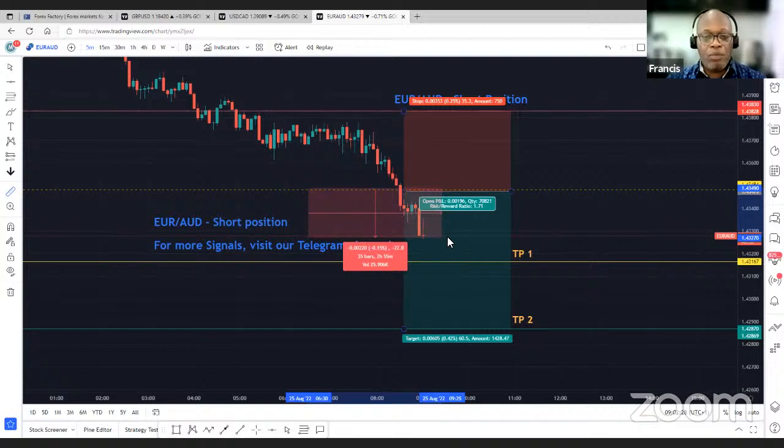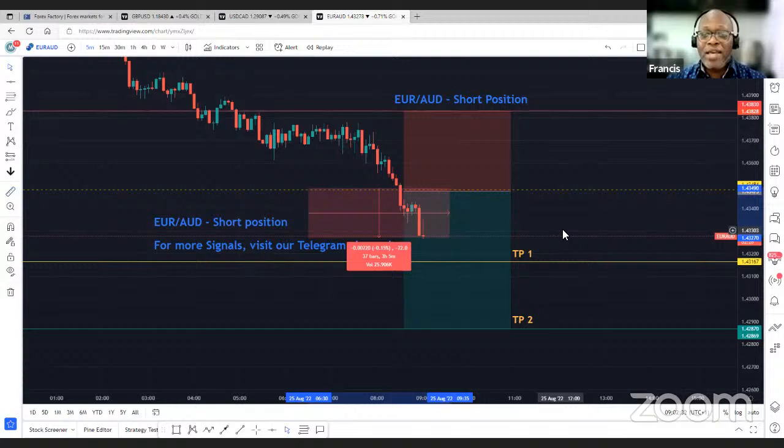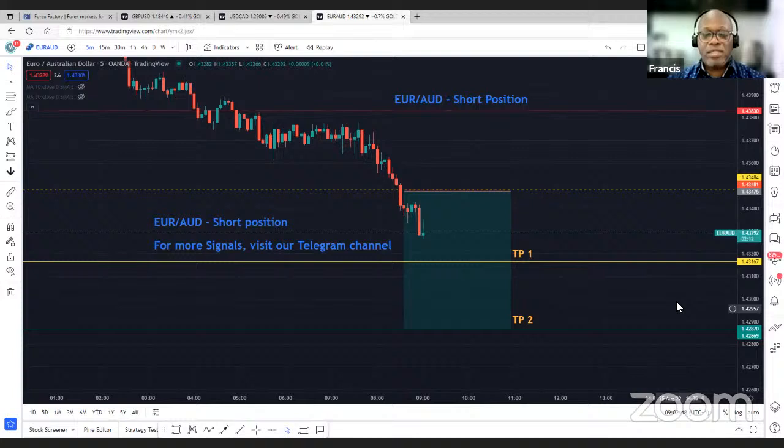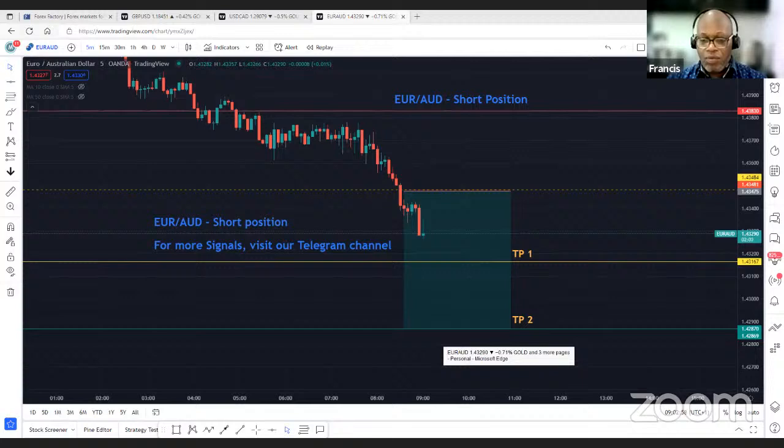Well, actually it's about 22 pips now. It's 22 pips here. So what I'm going to be doing, guys, is moving this now to break even. So we are now at break even on this one, guys.